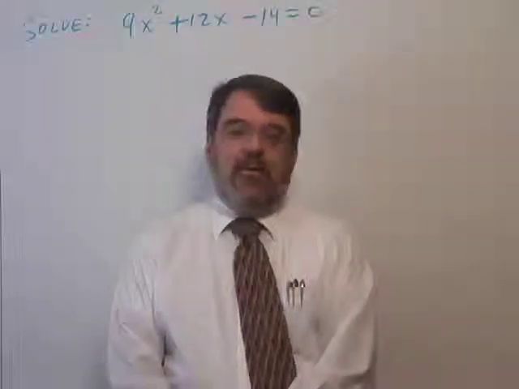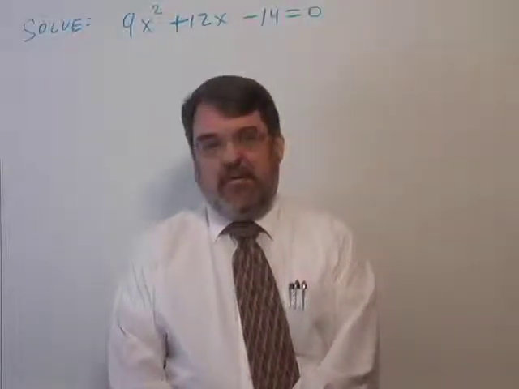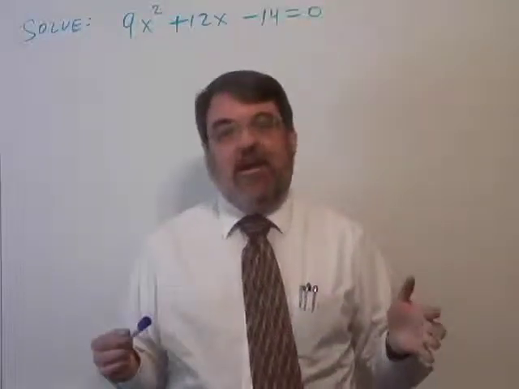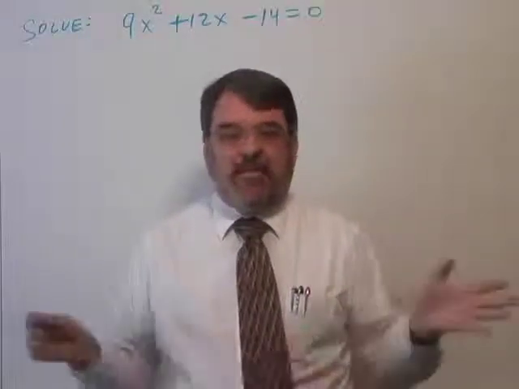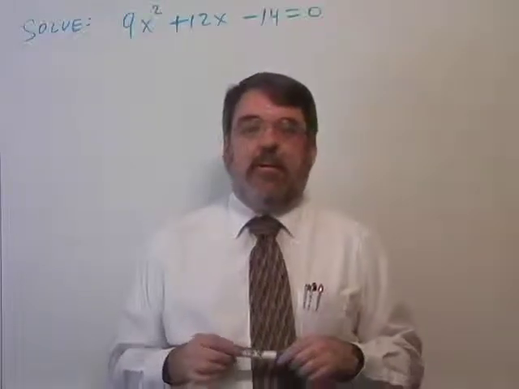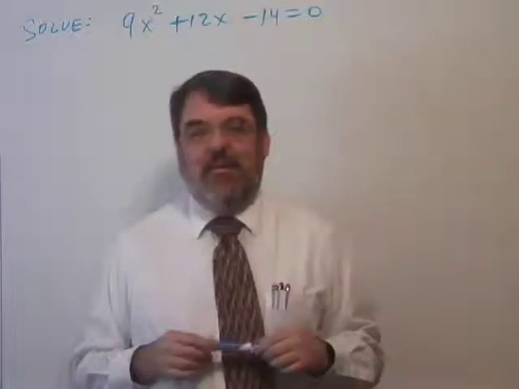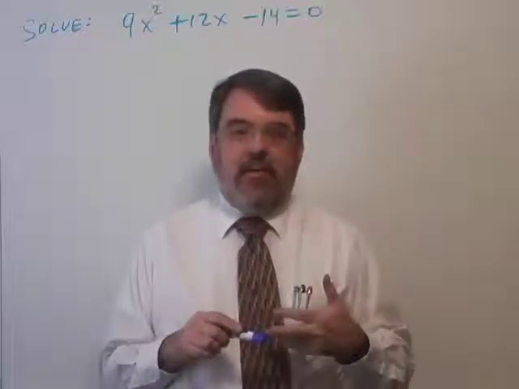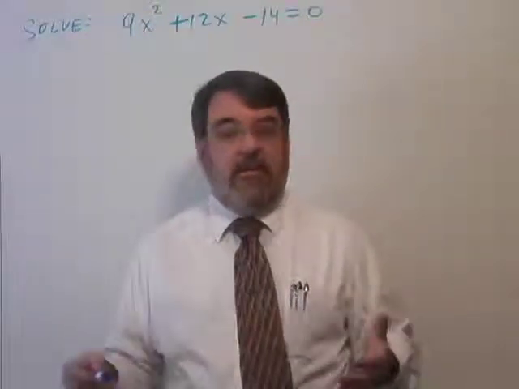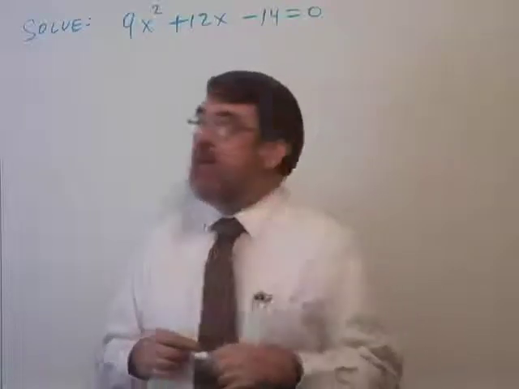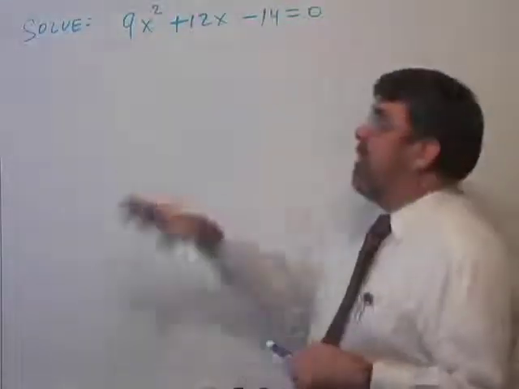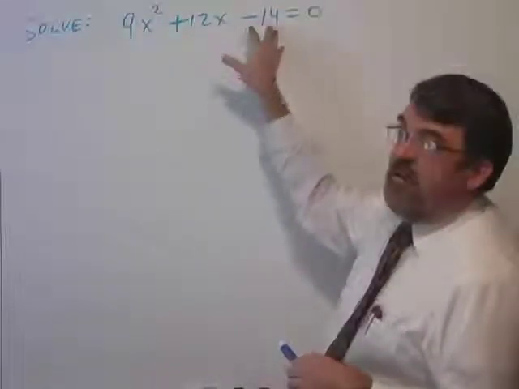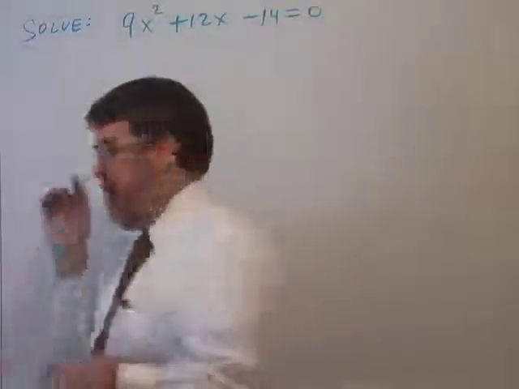Well, here's a quadratic equation I cooked up, and it's going to come out a little bigger and nastier than I really intended, but I decided to go ahead and keep it for this video. So it's a little more challenging than usual, but I want to take you through the full process of solving a quadratic, simplifying it, and then calculating the approximate answer. So here's our problem. Solve 9x squared plus 12x minus 14 equals 0.